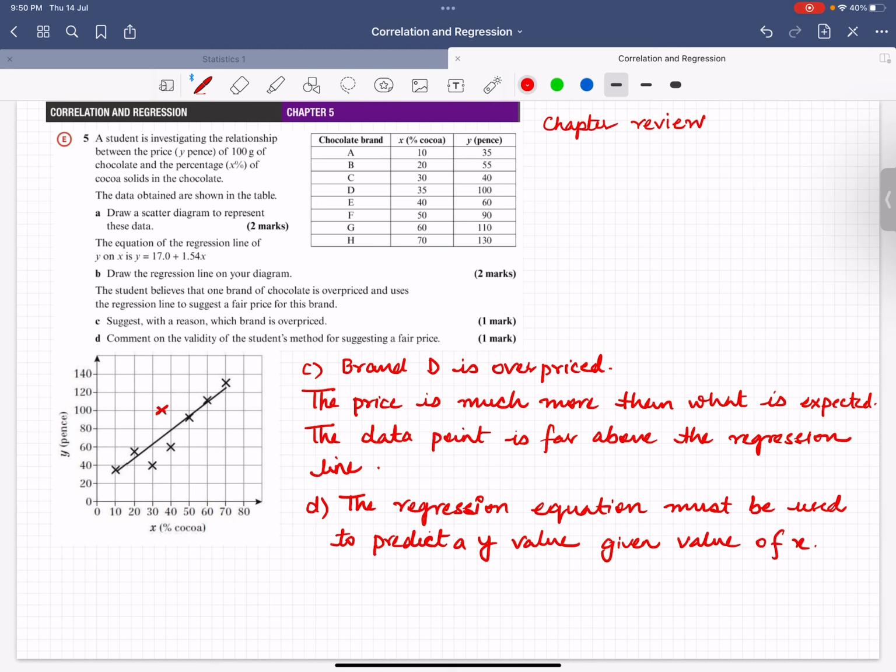So the student has used percentage of cocoa to predict price. The student has used percentage of cocoa to predict price. Hence his method is valid. And that answers for part D.